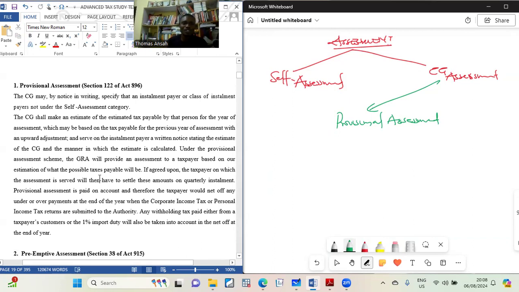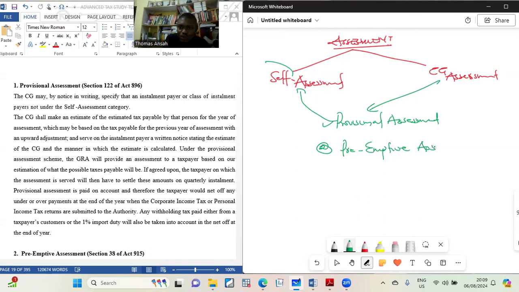Because when you are registering your business, they take the CVs of your directors, and they will use the information they gather there to actually do those kind of assessment for you. So we have a provisional assessment, which is the opposite of you doing it yourself or the Commissioner General doing it for you. Then we have number 2, the preemptive assessment. To preempt something means you are doing the thing before time.